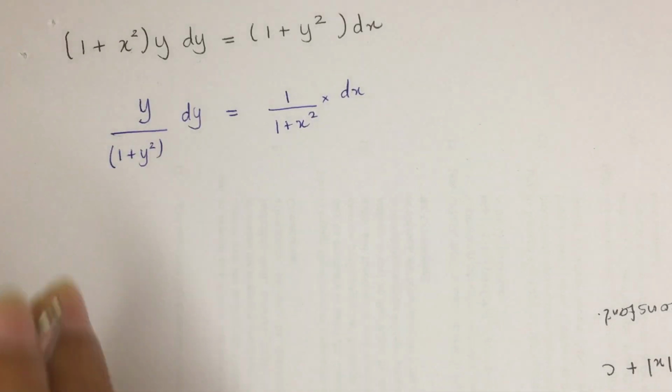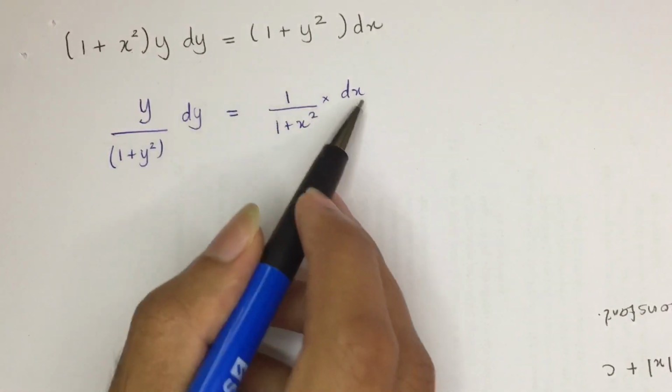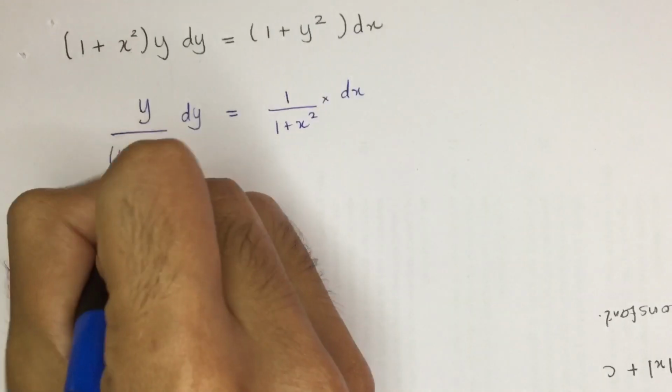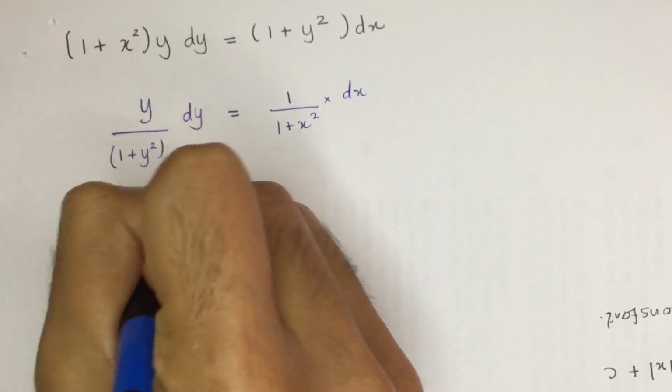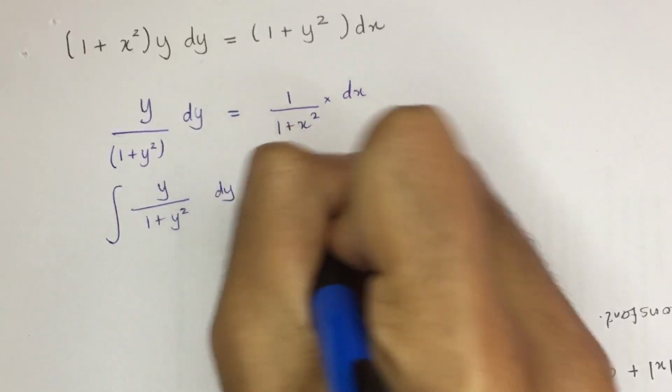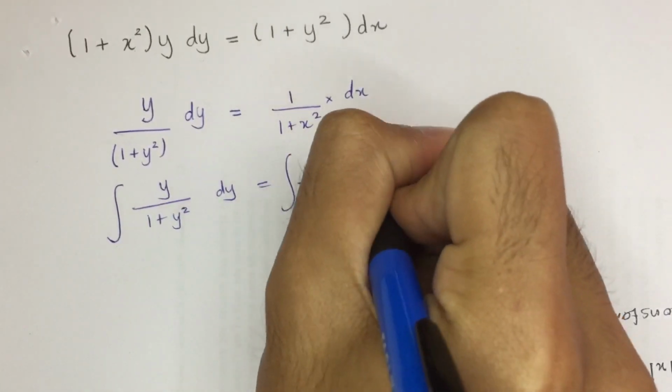So we are going to integrate with respect to y over here, and on this side we are going to integrate with respect to x. That's the second step, the final step: integration of y over 1 plus y² dy equals integration of 1 over 1 plus x² dx.